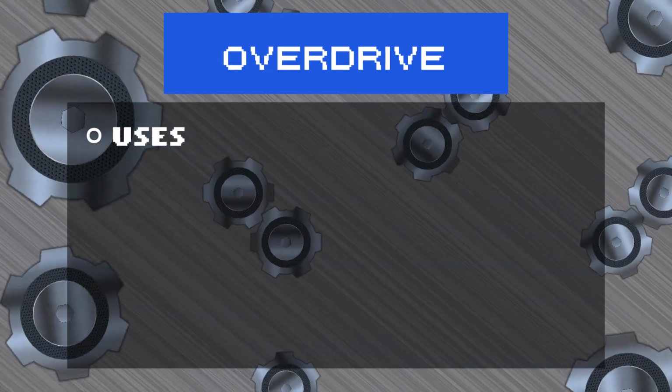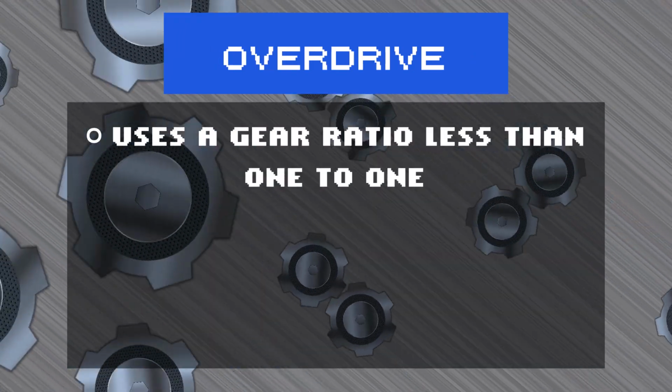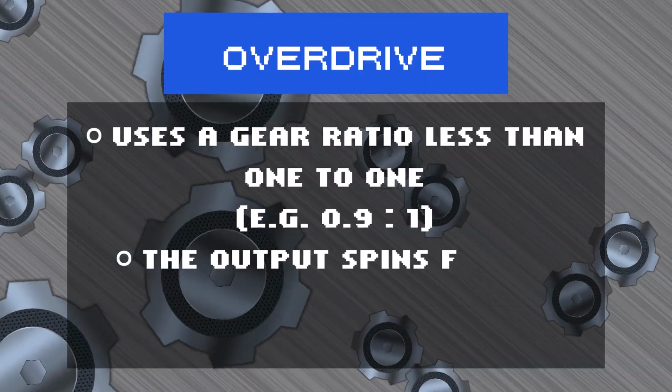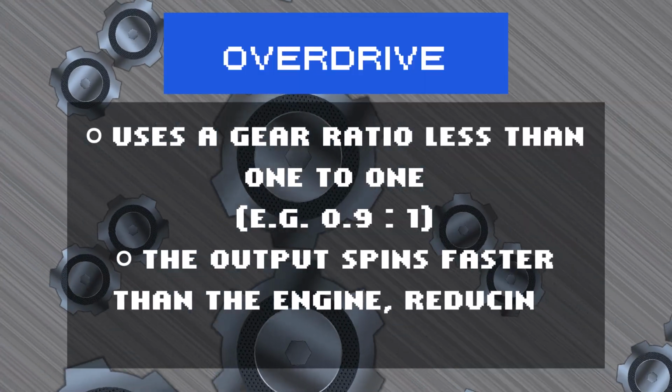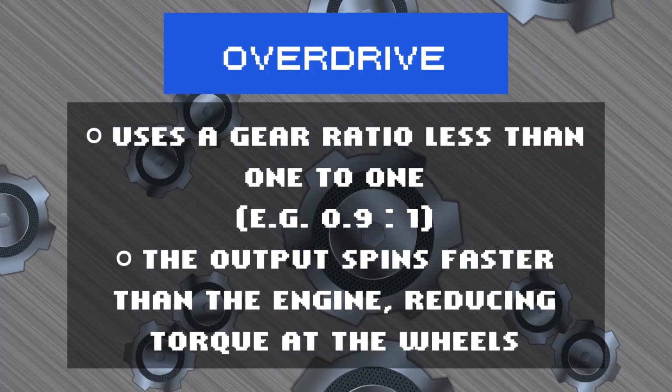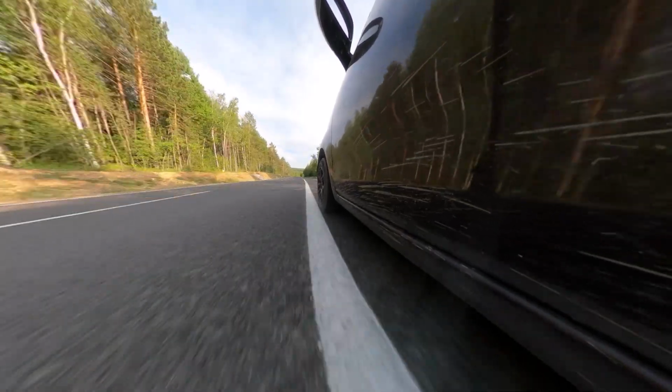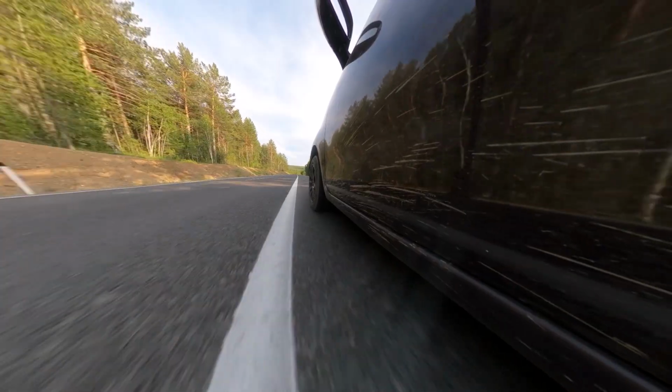And finally, overdrive uses a gear ratio less than 1 to 1. For example, 0.9 to 1, meaning the output spins faster than the engine, reducing torque at the wheels. This makes it ideal for efficient high-speed cruising with lower engine strain.